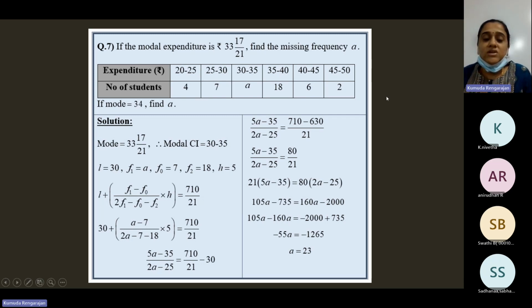Sorry, children. Children, please take the value of mode as 3317 by 21 and rework. You must get 23. All right?